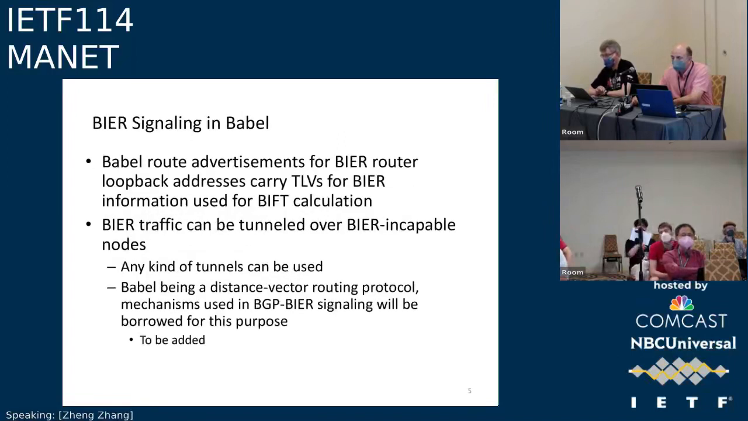Let's see the BEER signaling in the Babel protocol. Babel route advertisements for BEER router loopback addresses carry TLVs for BEER information used for BIFT calculation. BEER traffic can be tunneled over BEER-incapable nodes by any kind of tunnels. Because Babel is a distance vector protocol like BGP, methods used in BEER BGP signaling can also be used here for Babel. This part will be added in the next version. Next, please.